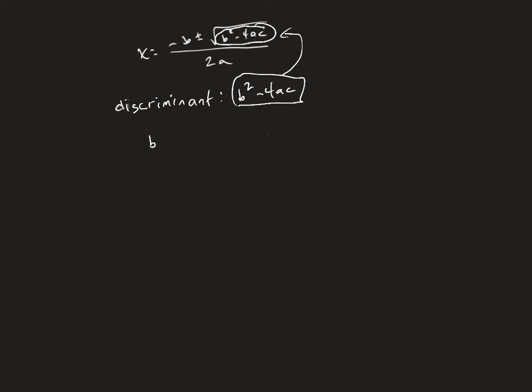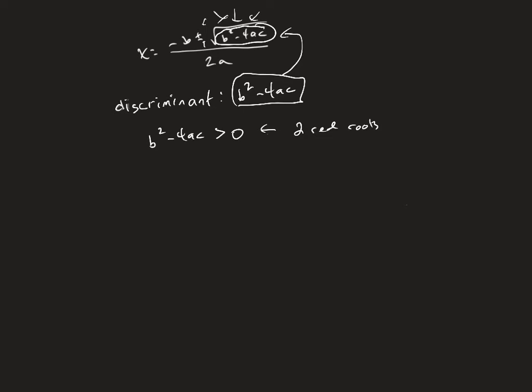So if that stuff under the radical, b squared minus 4ac, is bigger than 0, that means here you're going to be taking the square root of a positive number, which gives you some sort of number, and then you're going to be adding and subtracting it from negative b. So you're going to get two different numbers that you're going to divide by 2a, and they're both going to be real. So if the discriminant is positive, you will get two real roots.